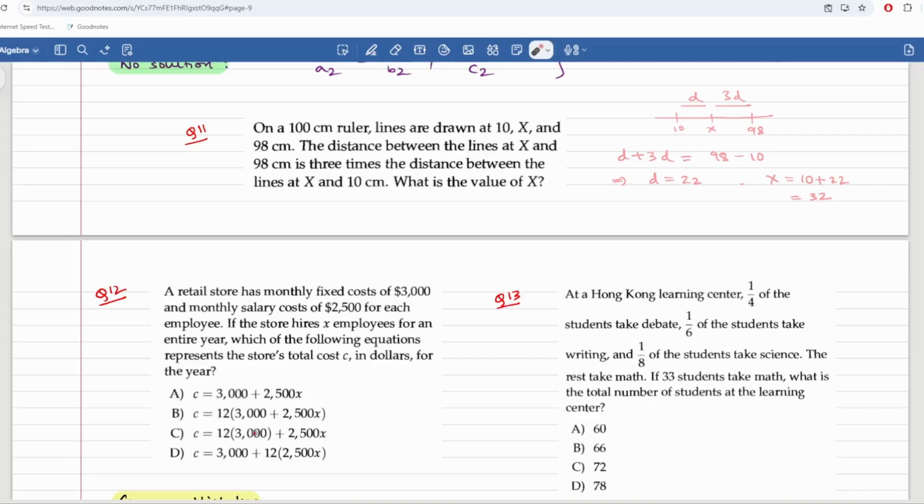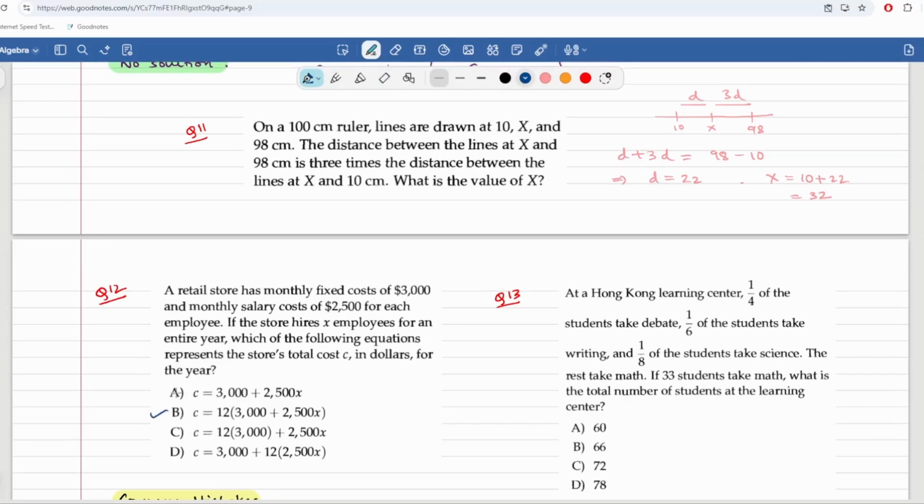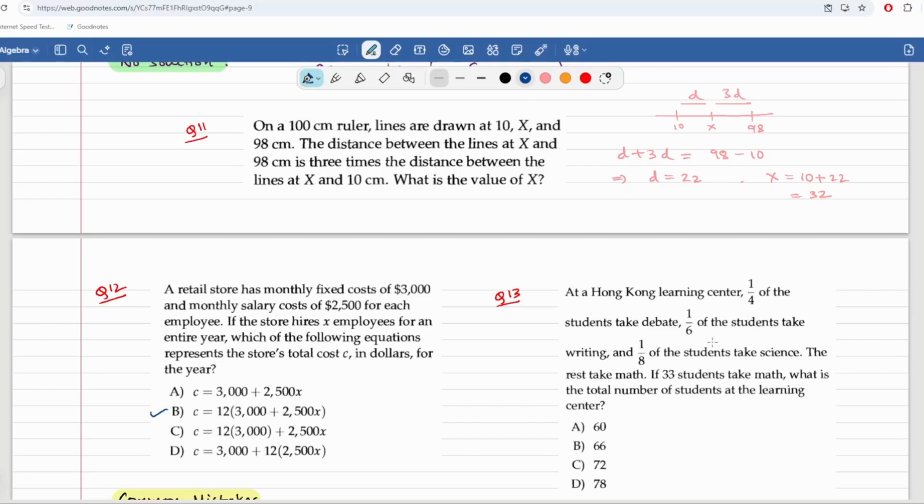Now the fixed cost is also monthly, right? So every month, what is the total amount spent? 3,000 and 2,500 for each employee. And then we multiply this by 12 for the entire year, right? Because it says monthly fixed costs. So that means (3,000 plus 2,500x) times 12. B.